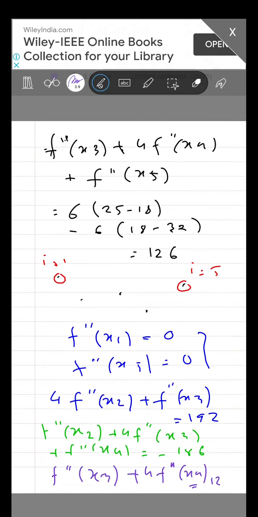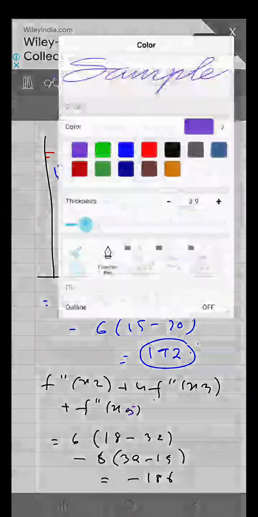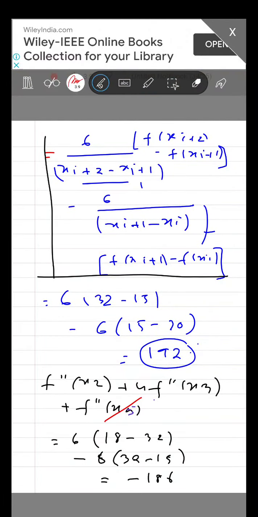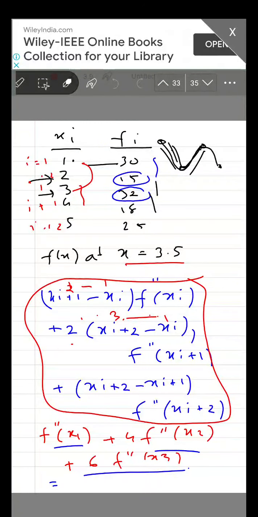So what we have done here is simply removed the terms for x5 and x1. We have not considered them, because x5 is equal to 0, and we have not considered this term in the equation because x1 is equal to 0.